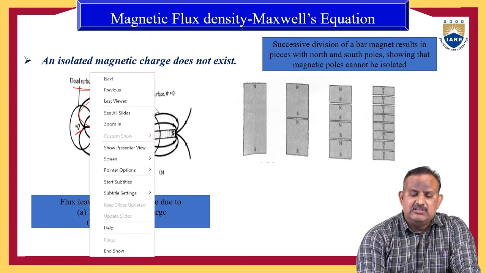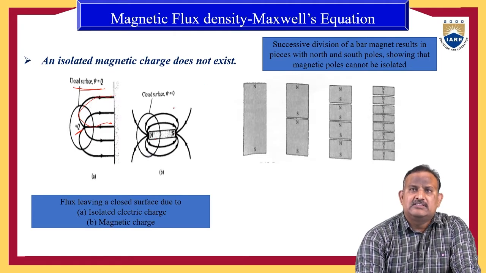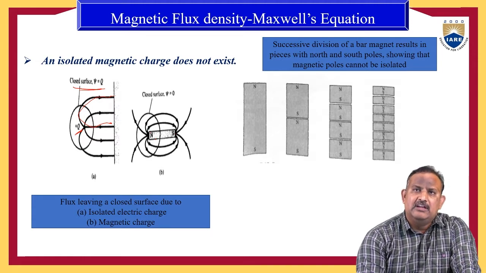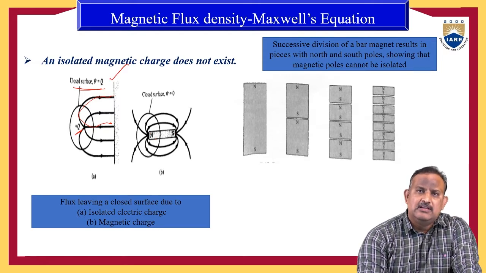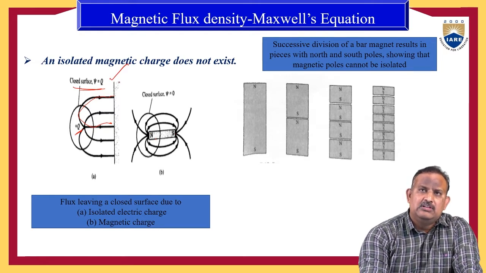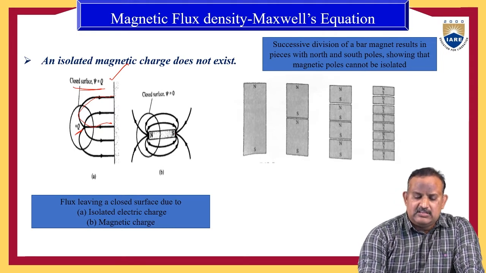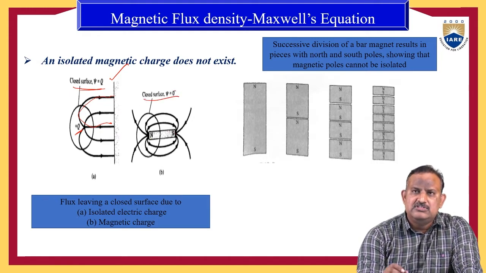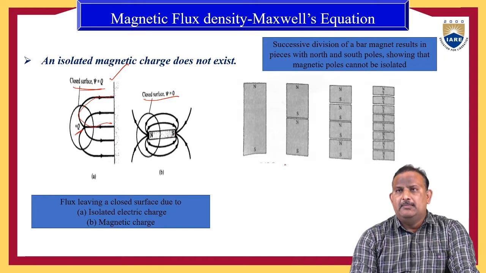So here, because it is a closed surface, the flux psi is equal to 0 in the magnetic field. Whereas in the electric field, because of the isolated charge, the flux psi is equal to the charge enclosed in the particular surface. Because here the flux is ending at the other end, the total net flux is equal to 0 in the magnetic field.